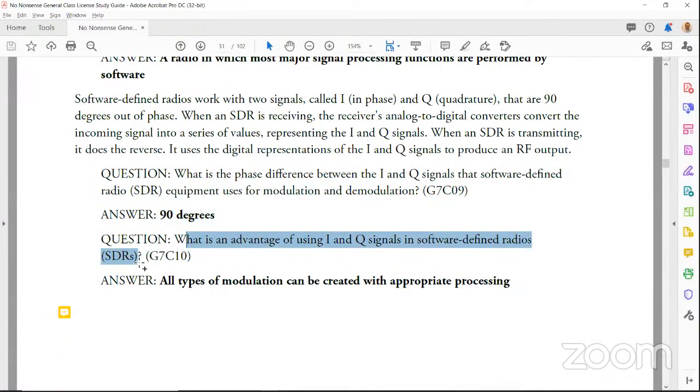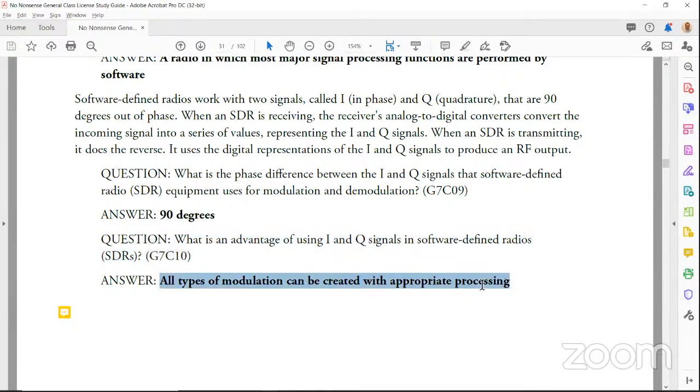And then they ask us now, last question before we go into some theory. What is an advantage of using I and Q signals in software-defined radios or SDR? Well, the answer is all types or any type of modulation can be created with appropriate processing in software. So that's where the I and Q signals come in. We can process them in software without having to change the hardware. Okay. So let's go back into our slide deck and do some theory.